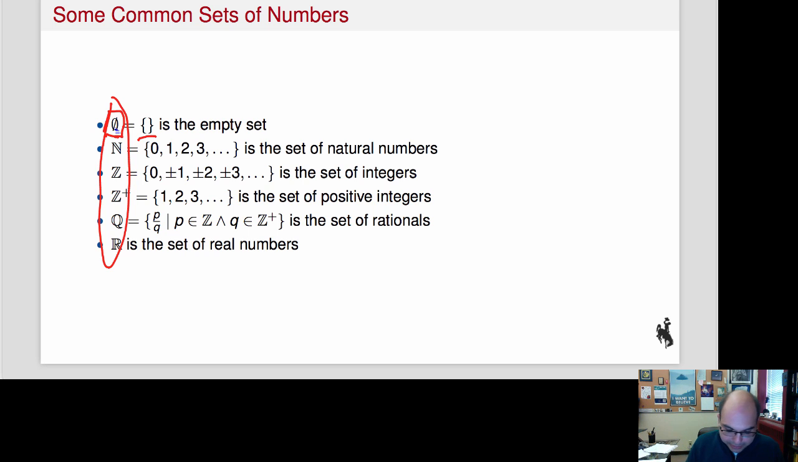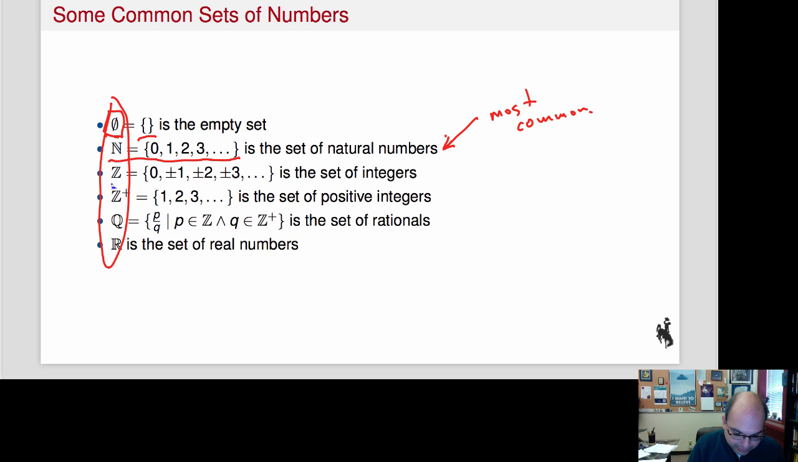Now we have the set of natural numbers, and the set of natural numbers is defined here. It is the set of 0, 1, 2, 3, and so on. So these are the integers that are non-negative. That's another way of referring to this particular set. This is probably going to be our most common set, so be sure to get used to that particular structure and know the name of it, N.